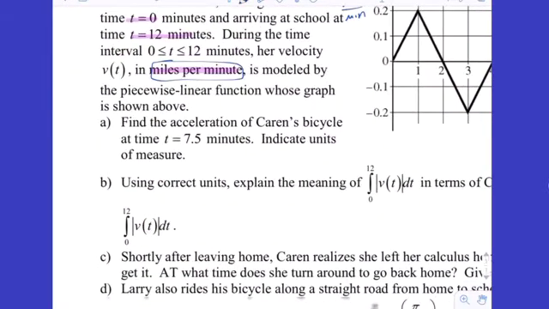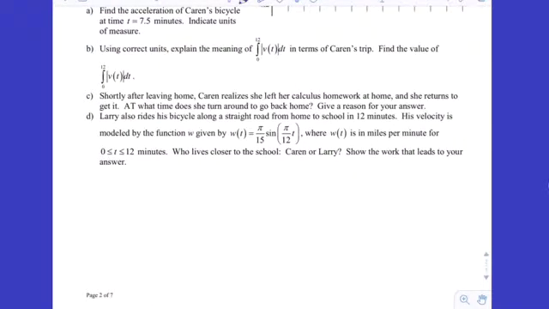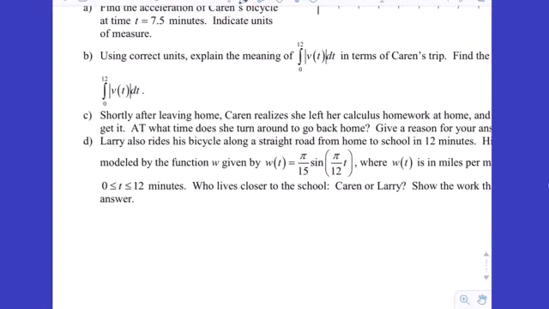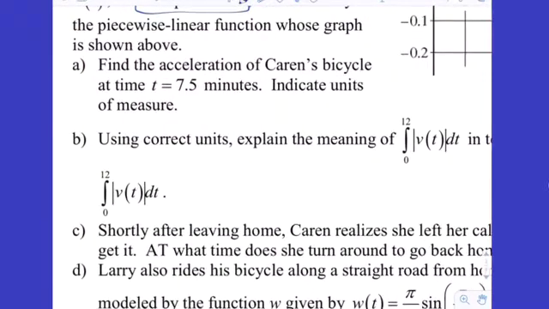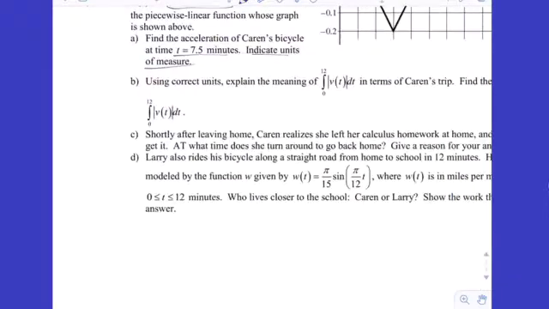Now we'll go ahead and look at it. It says A, B, C, D all together, but on the actual test, it'll be more like the tests I give you. You'll have part A, and you'll have a space in which to work it, okay? We're going to do everything down below. So here we go, part A. Find the acceleration of Karen with a C's bicycle at t equals 7.5 minutes. Indicate units of measure. Okay, so remember that the free response is all about not just getting the right answer, but showing your process, communicating how you got it with the correct syntax and notation.